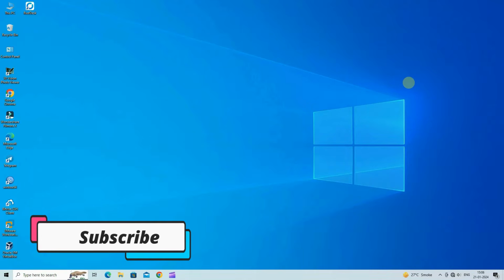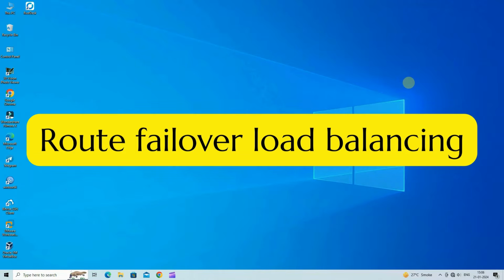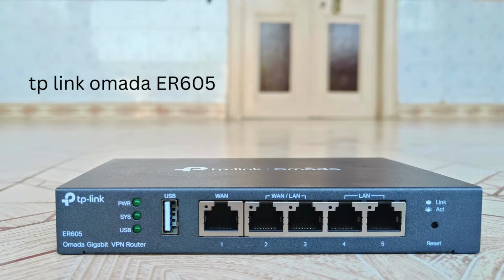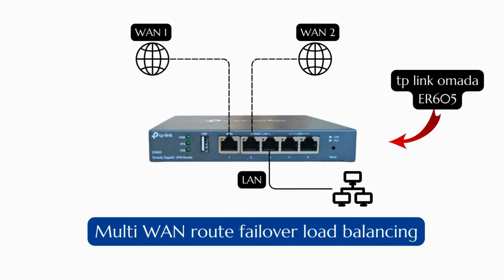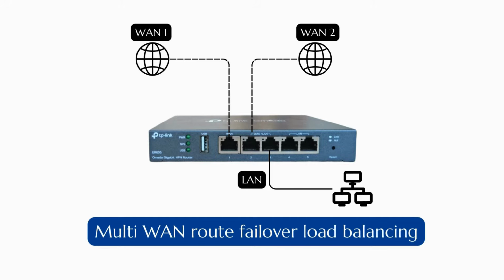Today I am going to show you how to configure route failover load balancing on a TP-Link Omada router. For example, a customer has a TP-Link Omada ER605 VPN router and there are two WAN ports connected to the internet. He wants to use WAN 1 as a primary link and WAN 2 as a secondary backup link. Therefore, he would like to mainly use WAN 1 and only switch to WAN 2 automatically when WAN 1 is detected as offline. In this case, failover load balancing mode will help him to fulfill his needs.